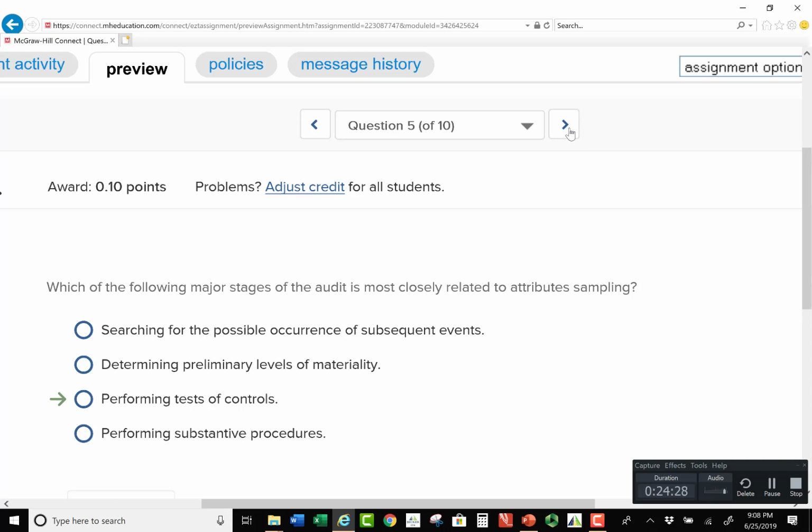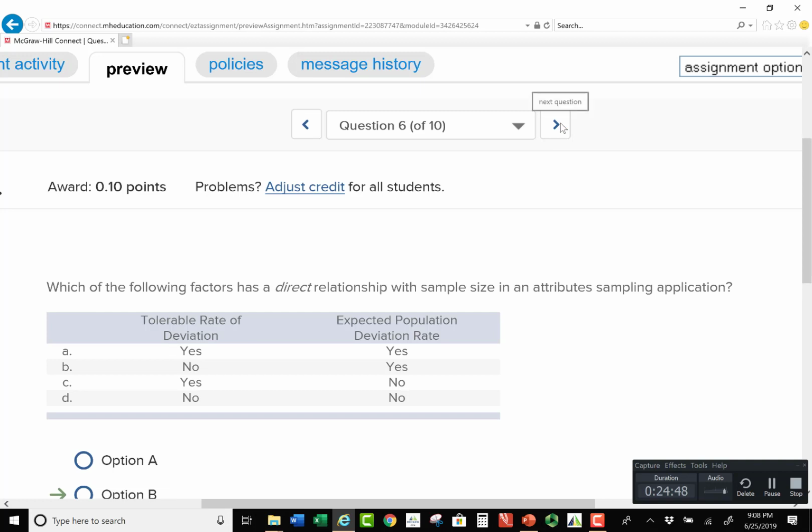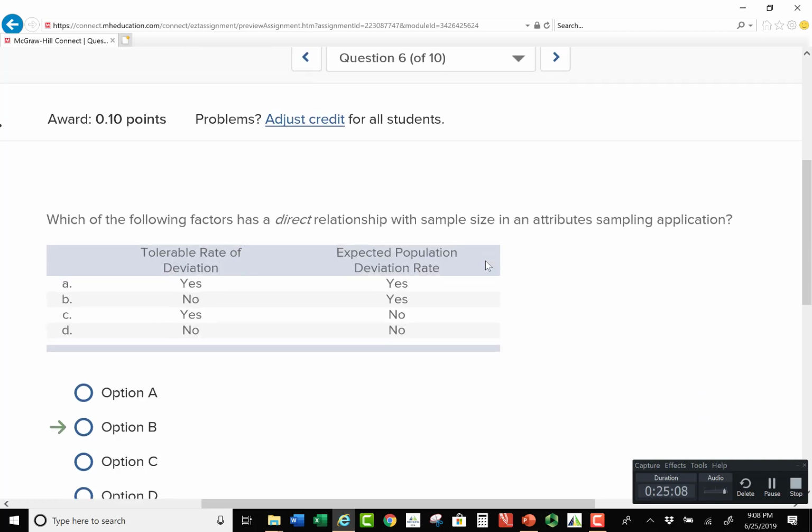Which of the following major stages of an audit is most likely related to attribute sampling? How about control testing? These others are what? Substantive testing, in which we're going to use what? Variables or dollar unit sampling. Number 6, which of the following factors has a direct relationship on sample size? How about tolerable? Tolerable is what? Inverse, isn't it? How about expected? Expected had direct. So that's a what? No, yes? Option B.